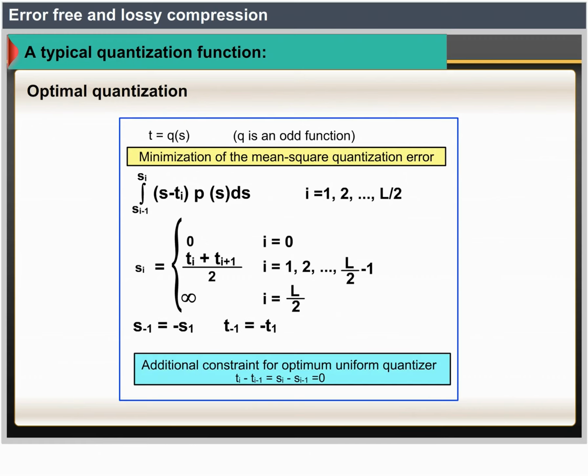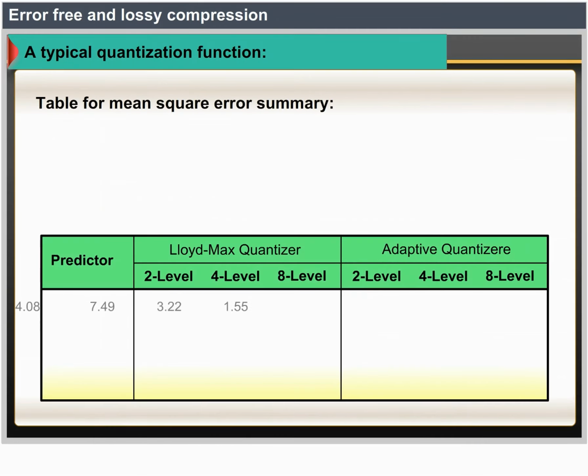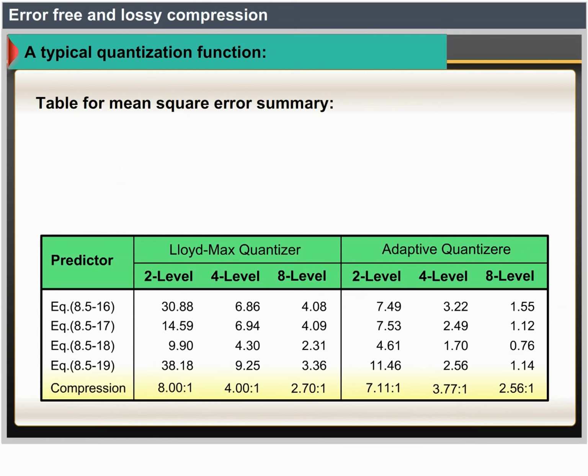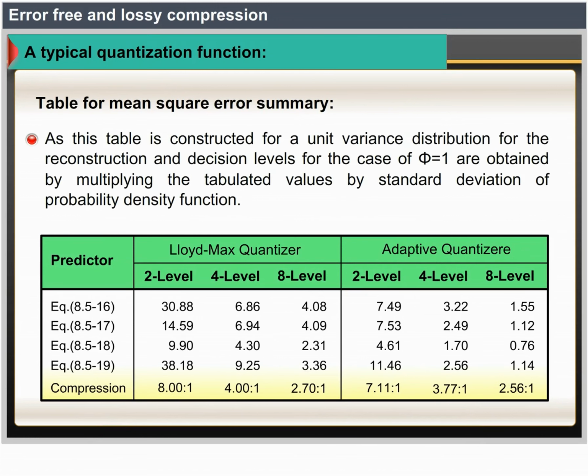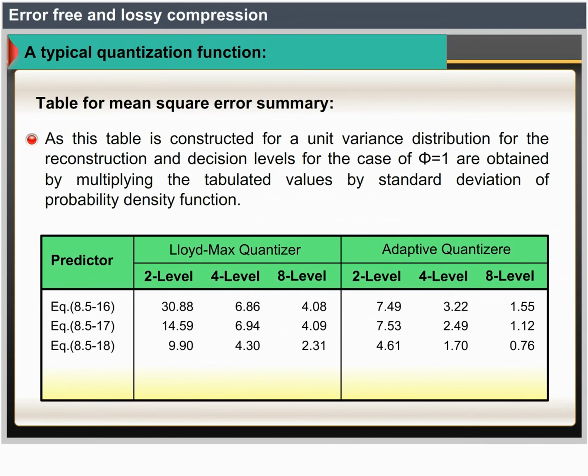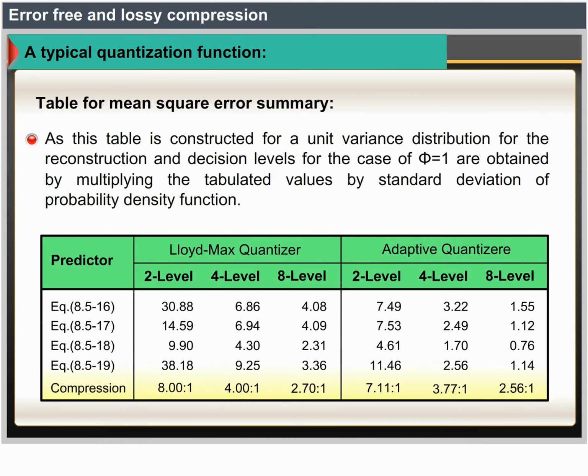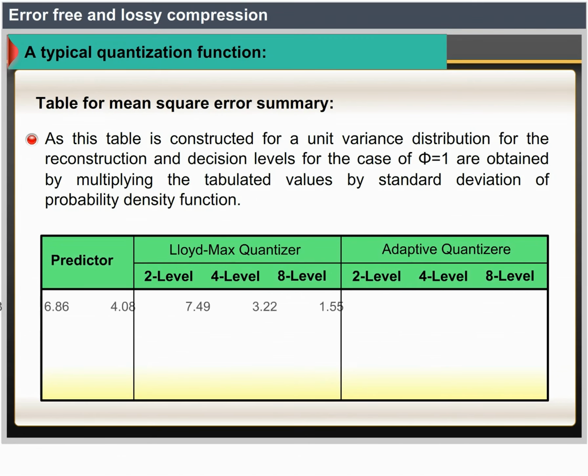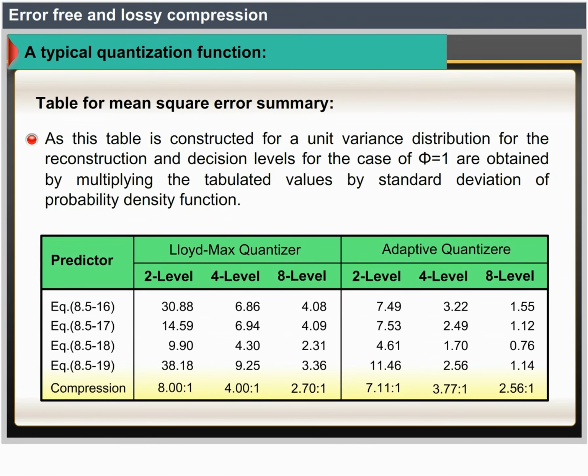Table for mean square error summary. The following is a table constructed for a unit variance distribution for the reconstruction and decision levels for the case of pi equals 1, which are obtained by multiplying tabulated values by the standard deviation or probability density function.